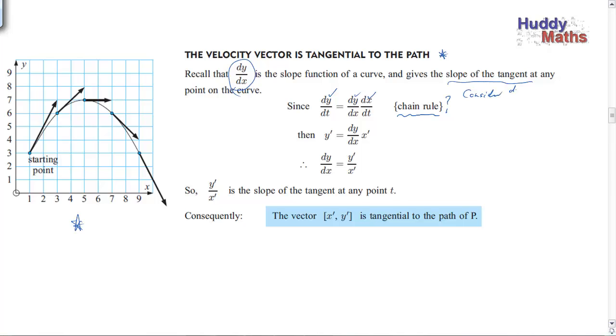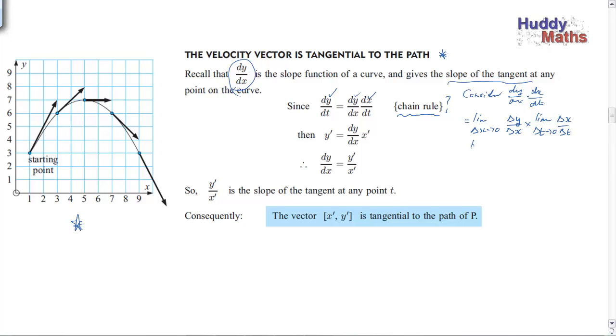Consider the right-hand side, dy by dx times dx by dt. Now, let's have a look at what that really means. dy by dx is the limit as delta x tends to naught of delta y on delta x. Delta meaning small increments here. In maths, we use that symbol. And here, dx by dt is the limit as delta t tends to naught of delta x on delta t.